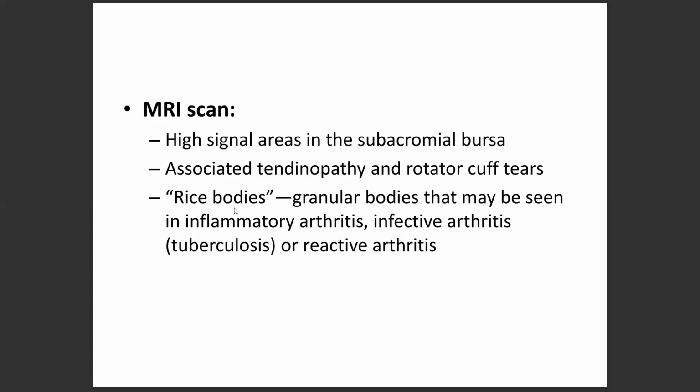Sometimes some small white bodies may appear, known as rice bodies. These are just granular bodies that may be seen in inflammatory arthritis and infective arthritis, for example tuberculosis or reactive arthritis. So if the patient is complaining of shoulder pain and there are granular bodies termed rice bodies, their appearance will indicate that the person is suffering from arthritis. The arthritis may be septic arthritis, inflammatory arthritis, or reactive arthritis.